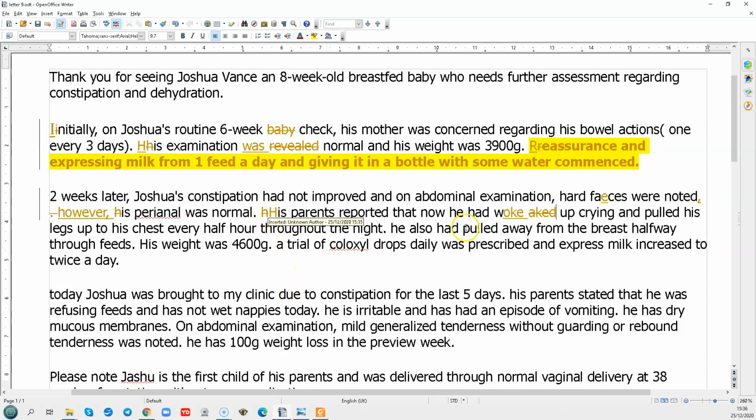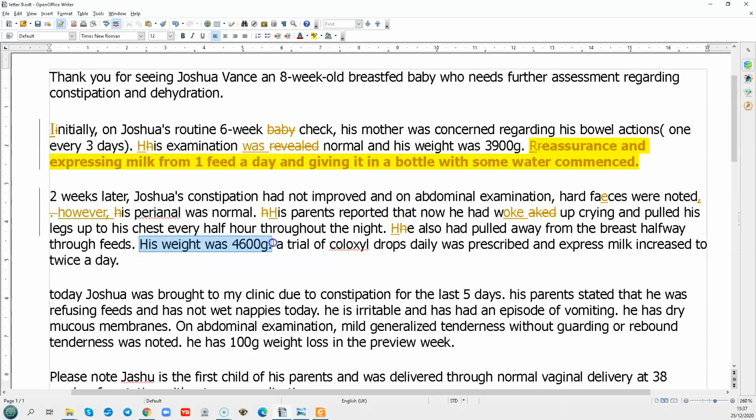So he's reported that he had been waking up. If this has been happening for the last 3 days, so it's a period, you could do it like that, past perfect continuous. He had been waking. Pulled it to chest, half hour. He had also pulled away. Night again. That's copied straight from the notes.